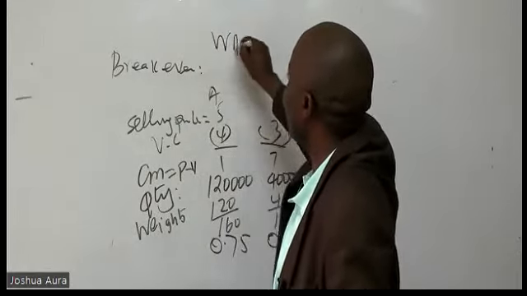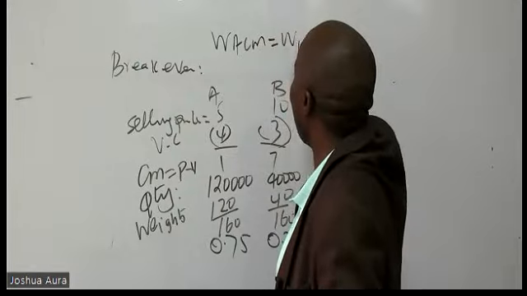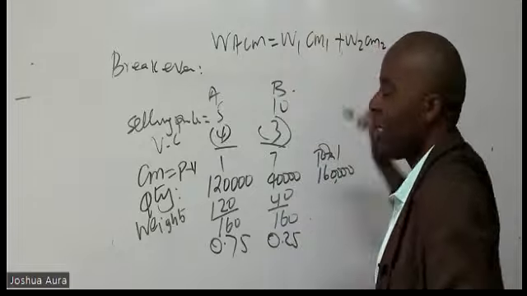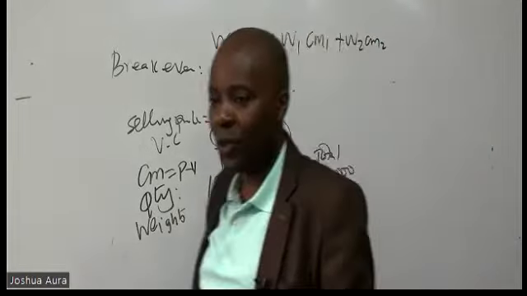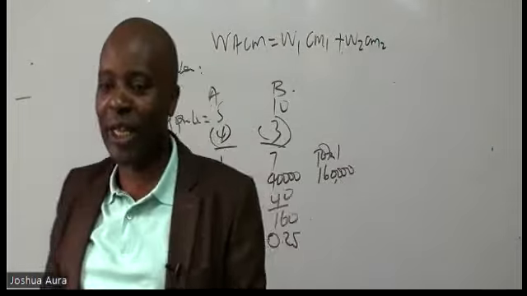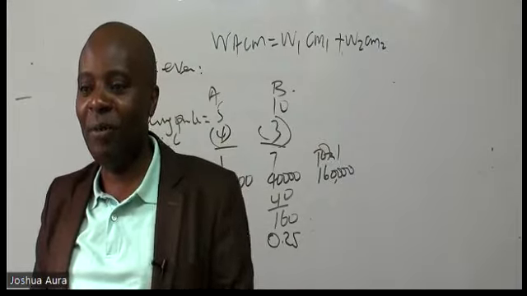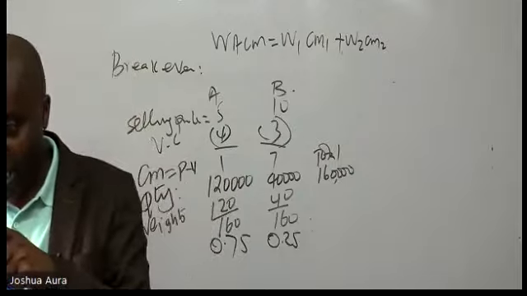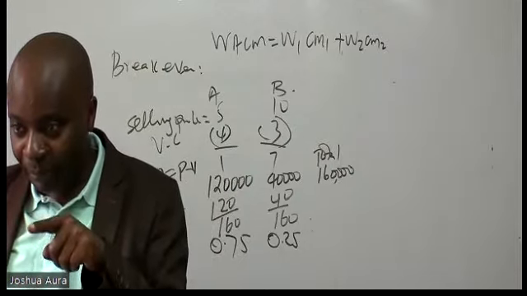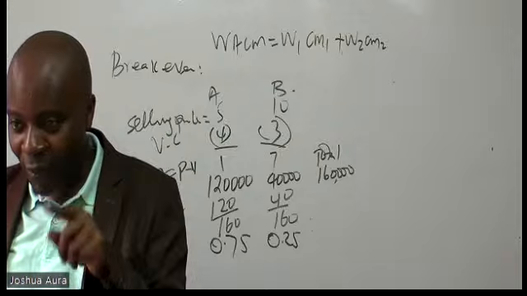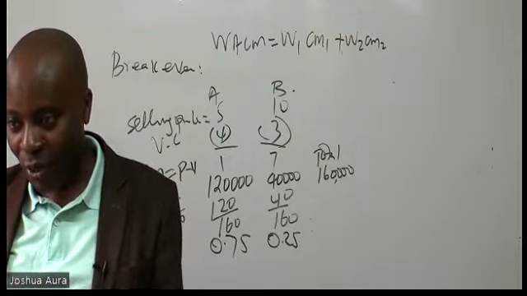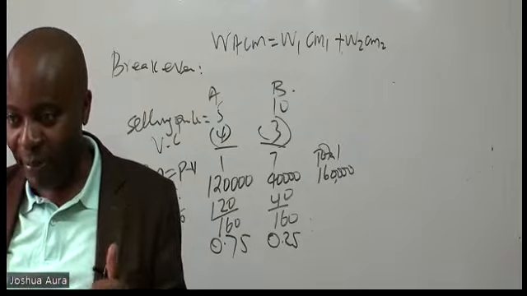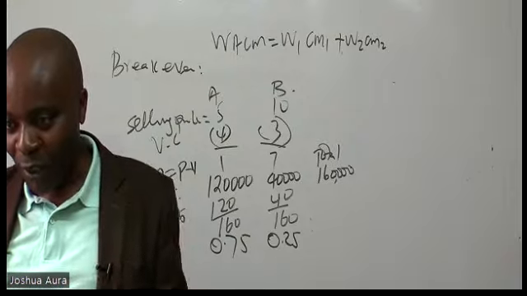To get Wakim, Helen, you take weight 1, contribution margin 1, weight 2, contribution margin 2. Alfred, are you able to give me the figure of Wakim? Now I have to target each one of you. If you have a calculator, could you kindly give me the figure of Wakim for me to know whether you guys are following? If you don't have one, just tell us.